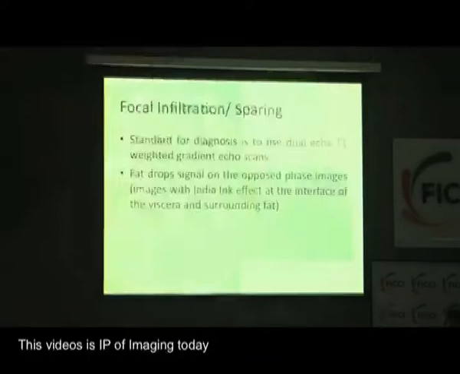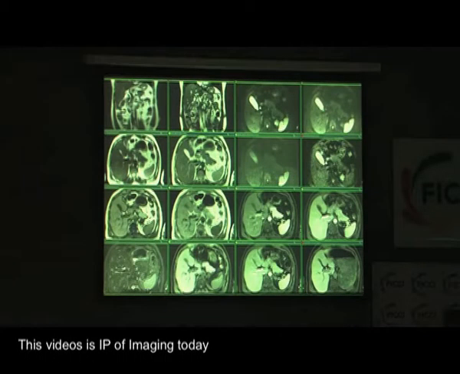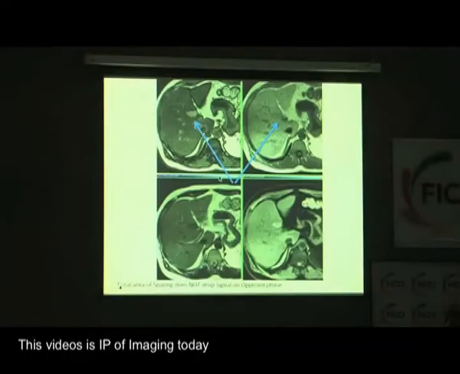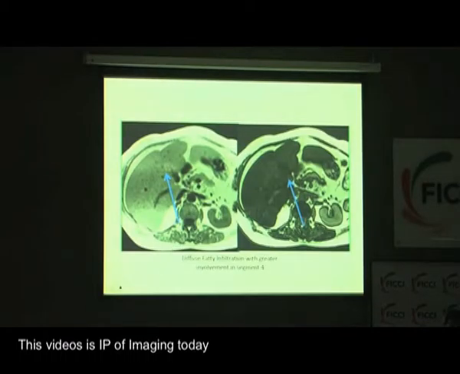So I'll go back a couple of slides and show you this set of slides. The liver normally is darker than the spleen on the T2 weighted images. But when you have excessive fatty infiltration, the liver actually becomes brighter than the spleen. And I'll show you another example of that.